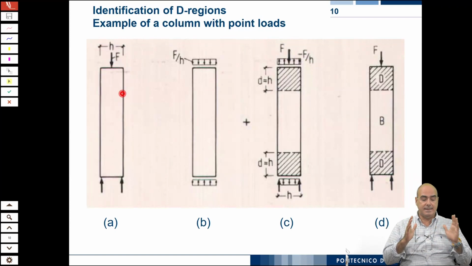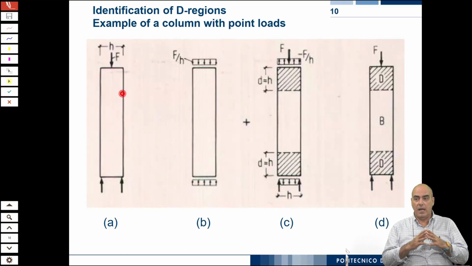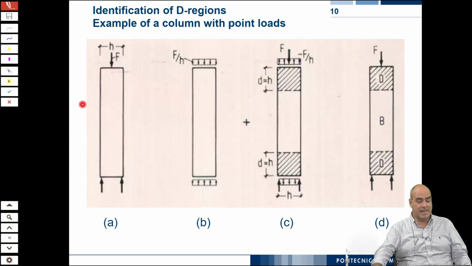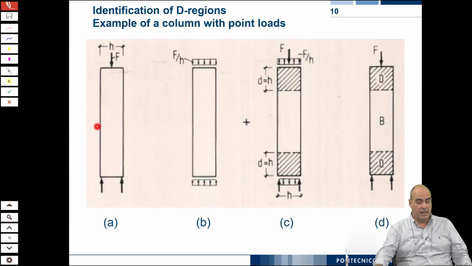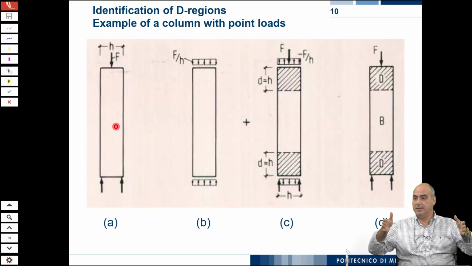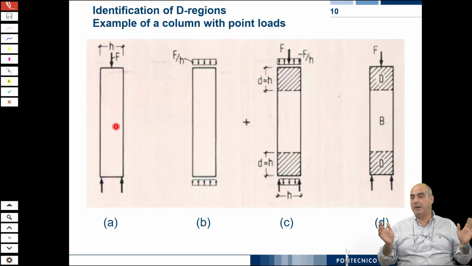We replace our external actions with an equivalent system. Equivalent means that they have the same resultant and resultant bending moment. The resultant of this force is F, the resultant of these forces is F. We replace with a uniform state of stress. If H is the side of the column, this stress is F divided by H. Okay? Uniform.